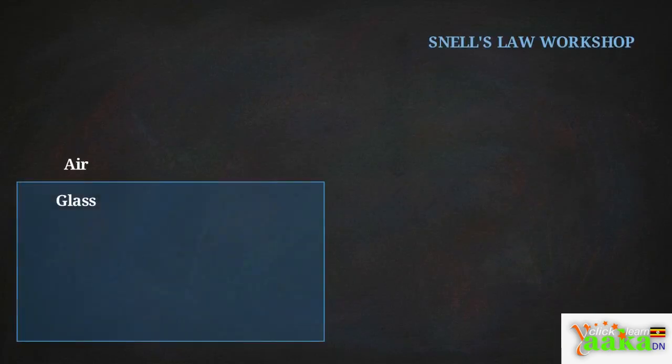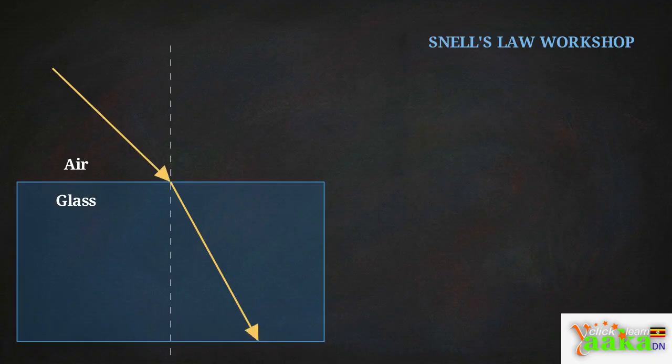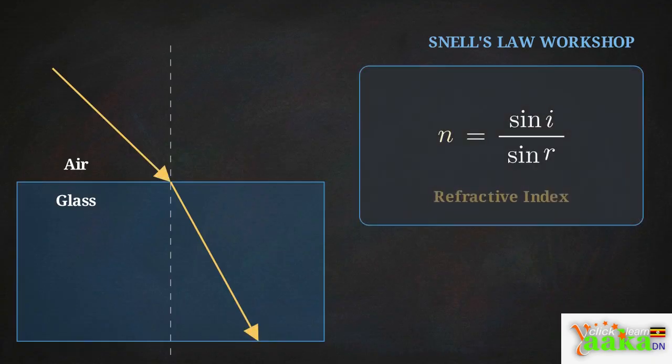This diagram shows Snell's law in action through a rectangular glass block. We use the formula n equals sine i over sine r. In this equation, n is the refractive index, i is the angle of incidence where light enters, and r is the angle of refraction where it bends inside the block.